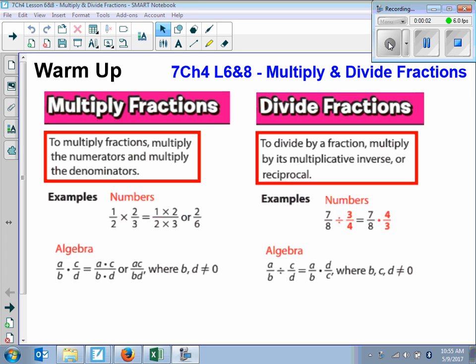Right, Chapter 4, Lessons 6 and 8. We're doing 2 lessons again today. We're doing multiply and divide fractions.